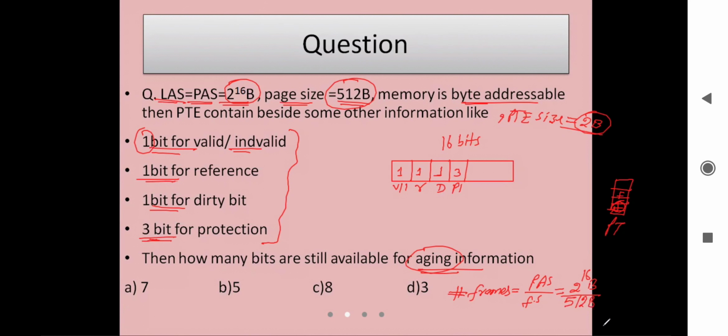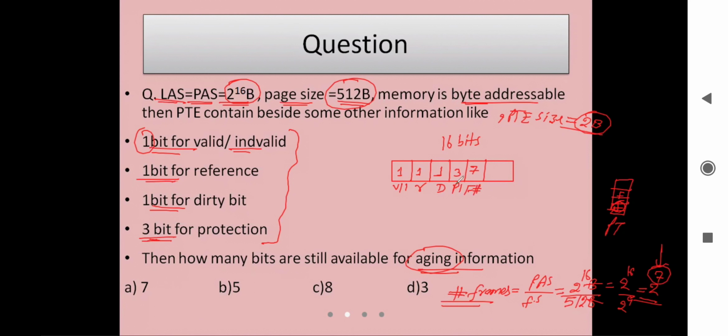Now simplify this. Byte to byte cancels. It is 2 power 16 divided by 2 power 9, which gives 2 power 7. So the total number of frames is 2 power 7, which means we can represent the frame number by 7 bits. So 7 bits are used for the frame number.